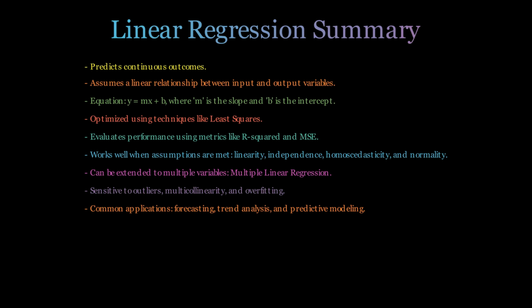Linear regression is a simple yet powerful technique for modeling relationships between variables. Let's summarize its key concepts and applications. Let's go over these key points one by one. Linear regression predicts continuous outcomes, such as the price of a house or temperature. It assumes a linear relationship between input and output variables, meaning the relationship is best represented by a straight line.